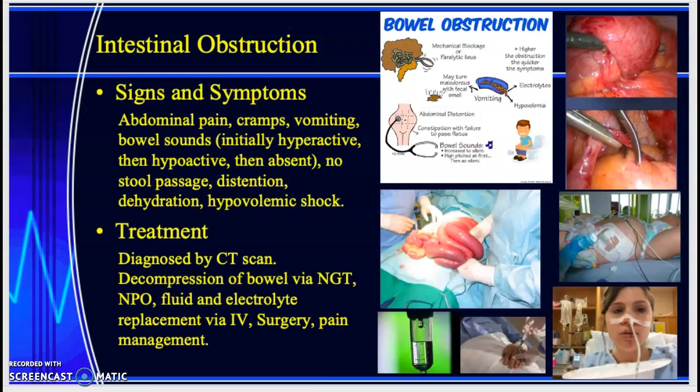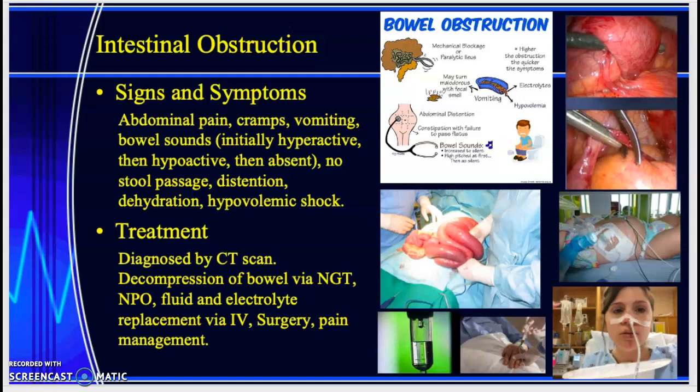Okay, so the signs and symptoms of intestinal obstruction would be abdominal pain, cramping, vomiting. Now the bowel sounds, initially they're hyperactive because the bowel is trying to push the contents through the intestines, but then they become hypoactive as the effort doesn't work, and then they become absent. And this is why you remember back to our physical assessment where we have you listen for 5 full minutes on each quadrant, because if they are absent, then often this is the reason why.